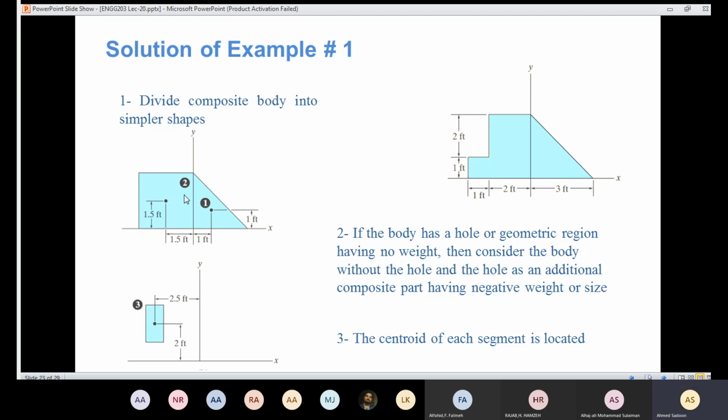Regarding the Y, it is going to be positive, and again 0.5 of the height, half of the height. The height is 3 feet. That means half of the height is 1.5. This one is going to be positive.